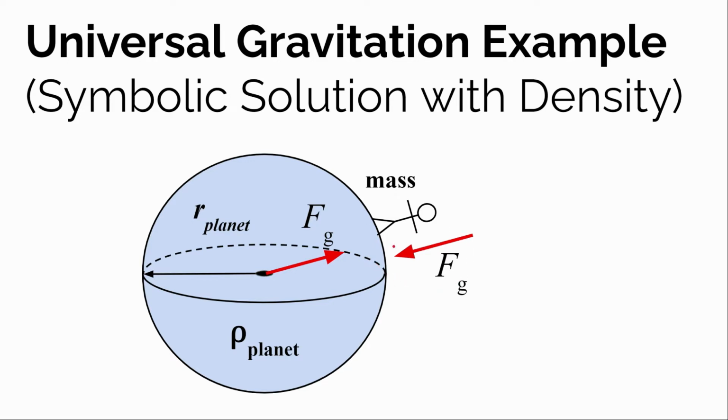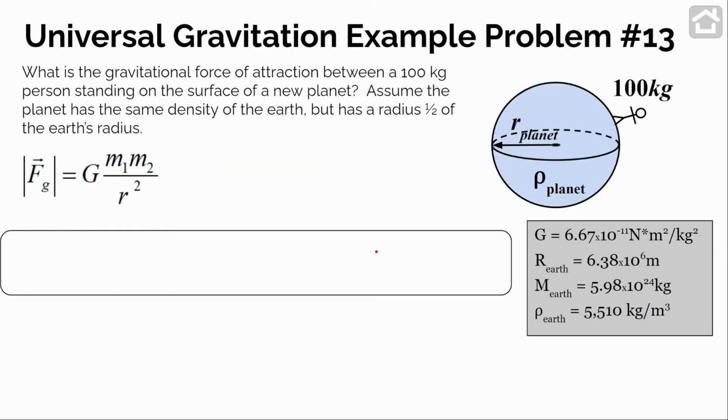So we're also going to solve this symbolically before we start plugging numbers in. So the problem statement reads, what is the gravitational force of attraction between a 100-kilogram person standing on the surface of a new planet? Assume the planet has the same density of the Earth, but has a radius that's 1/2 the Earth's radius. So like I said before, we're going to solve this symbolically to talk about how we could think through this problem with proportional reasoning before we start plugging numbers in, like the actual radius of the Earth or the mass of the Earth or the density of the Earth.